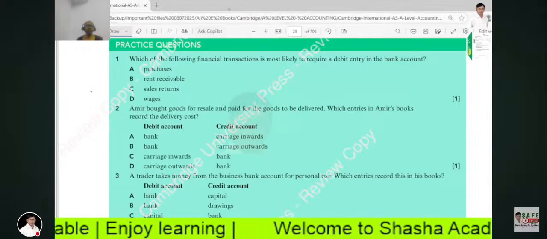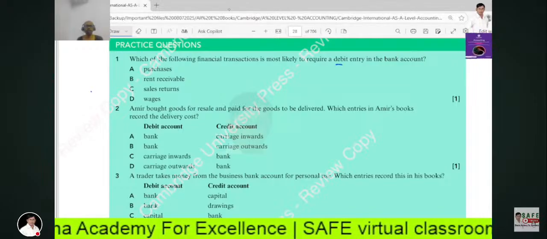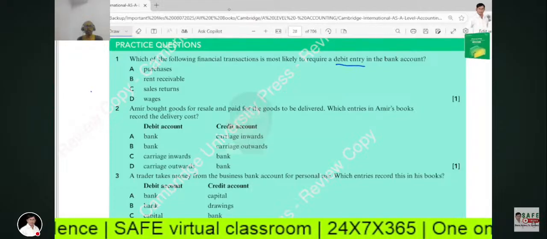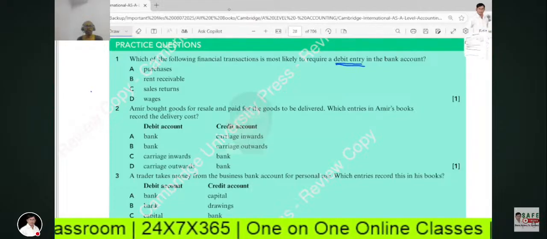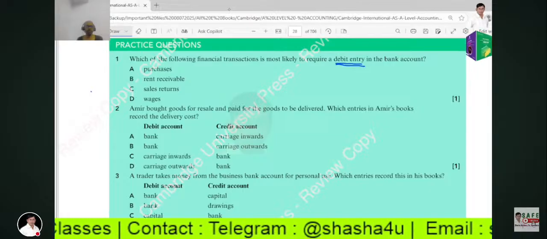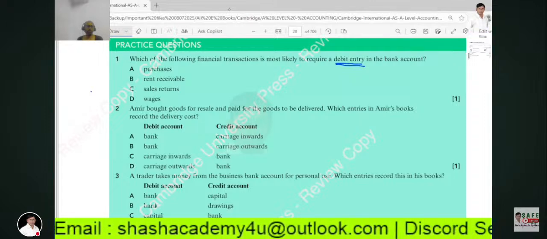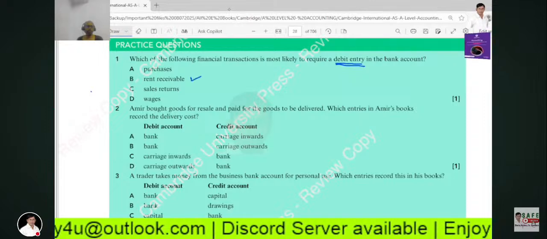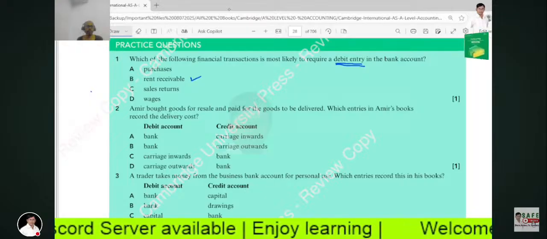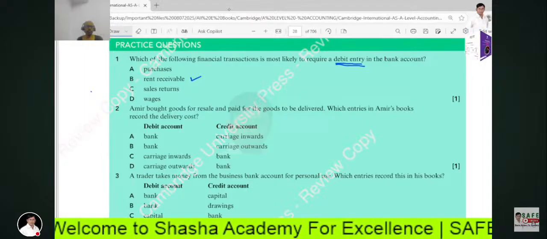Which of the following financial transactions is most likely to require a debit entry? What is a debit entry in the bank book? What is being received? When you purchase, you will not receive. When rent is receivable, obviously you will receive, so it will be debited. Sales returns you don't receive, wages you don't receive, so this is the thing you receive, so this is the answer.